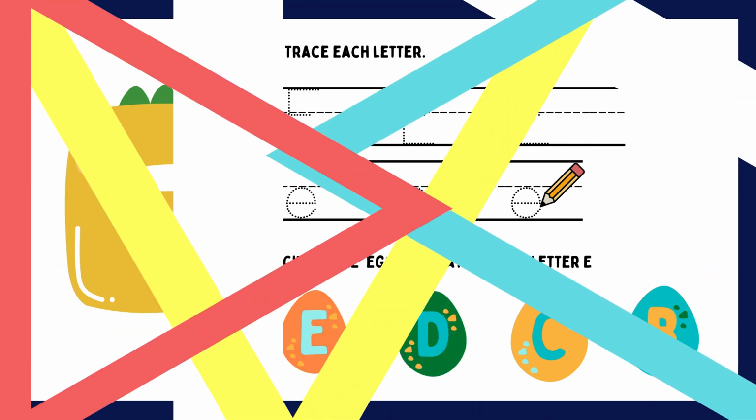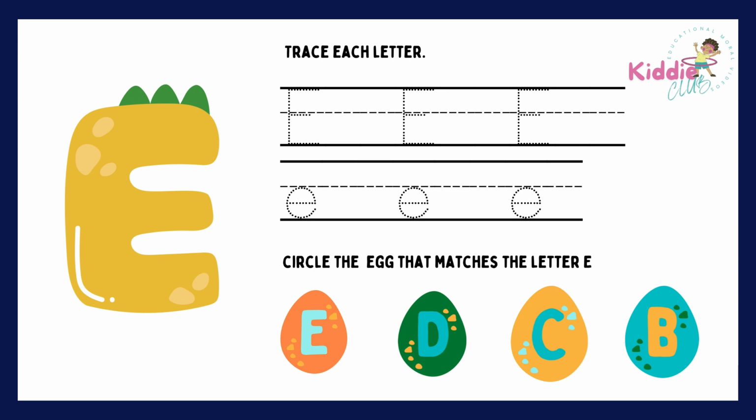Great work. Kids, now you have to find the egg with an E and circle it. Great job. You found the E egg. Let's circle it and move on.